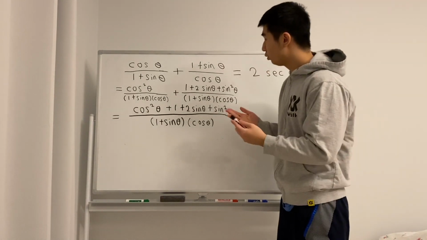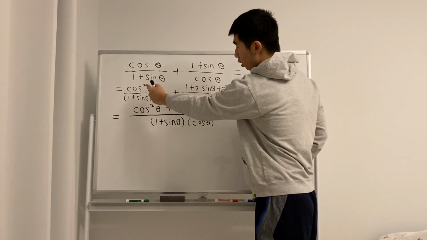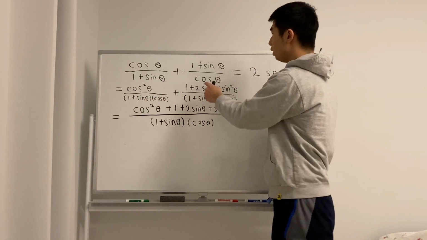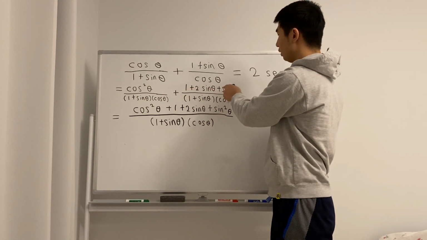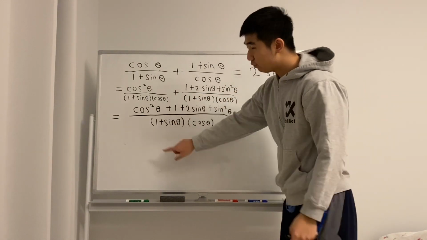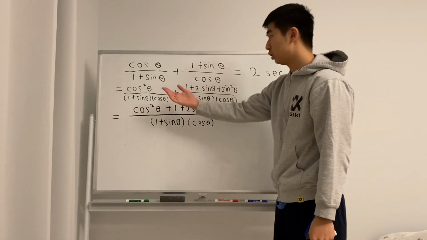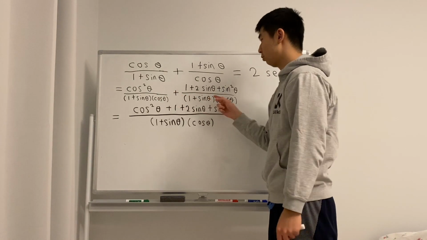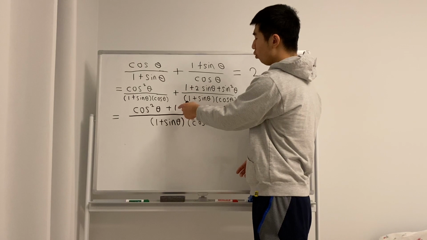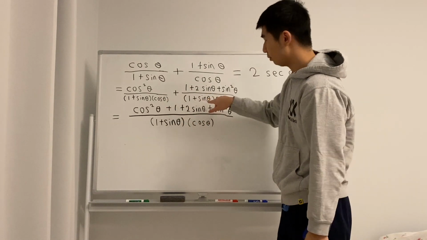Okay, so now the expression we got down here, I just moved up here. So we had cos squared theta over 1 plus sine theta times cos theta, plus 1 plus 2 sine theta plus sine squared theta over 1 plus sine theta times cos theta. I just moved that expression up to here, and now you can just add the numerators, right? Because it's basically a fraction now where the denominators are the same. So when you add the numerators, you just get cos squared theta plus 1 plus 2 sine theta plus sine squared theta over this denominator because it's the common denominator.